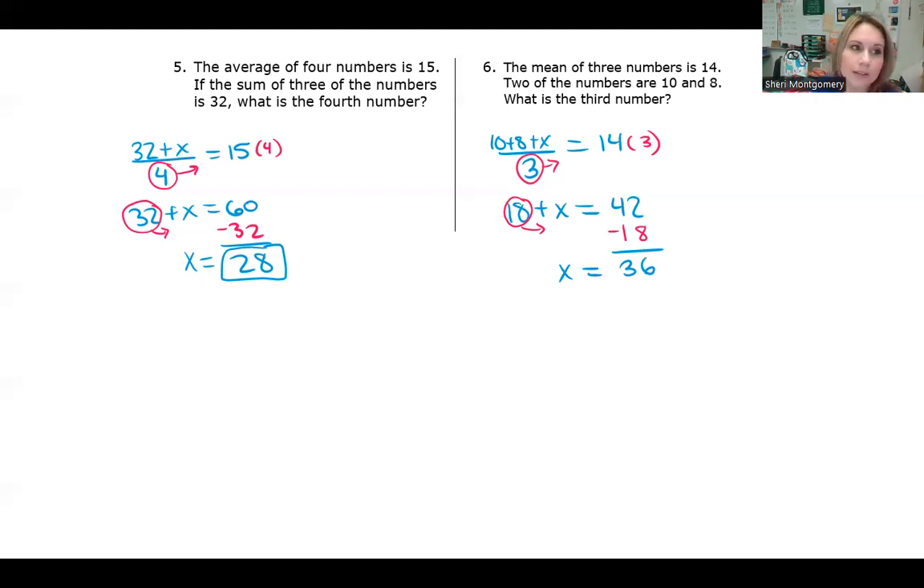Hold on. All right, that's why I ask you guys to check. Sometimes we type things in wrong. So 42 minus 18, we get what? 24. Do we all agree on that? Good.